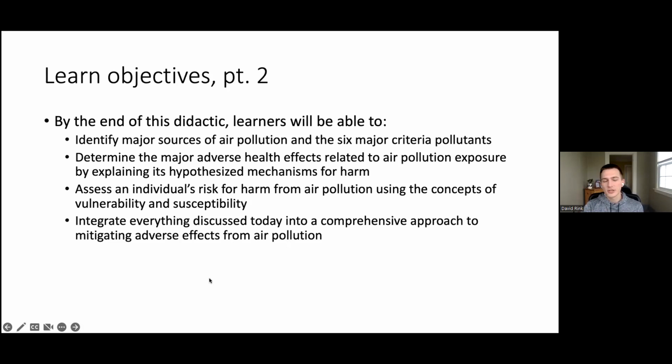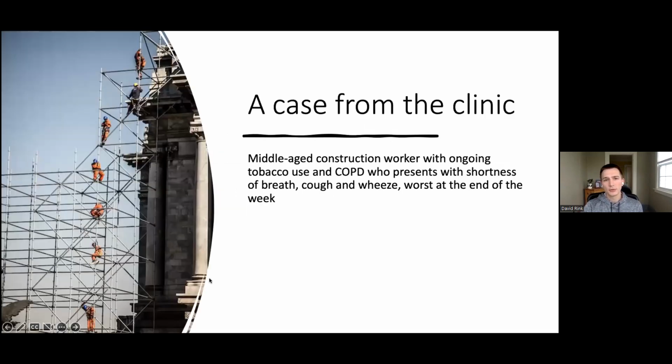So our learning objectives for this part of the talk: we're going to identify the major sources of air pollution and the 6 major criteria pollutants. We will determine the major adverse health effects related to air pollution exposure by explaining the hypothesized mechanisms for harm. We will then assess an individual's risk for harm from air pollution using the concepts of vulnerability and susceptibility. And then we're going to integrate all of that into a comprehensive approach for mitigation of adverse effects from air pollution. And to start, we will use this case from clinic.